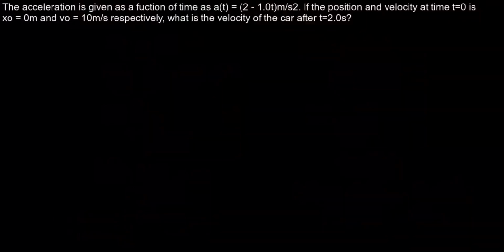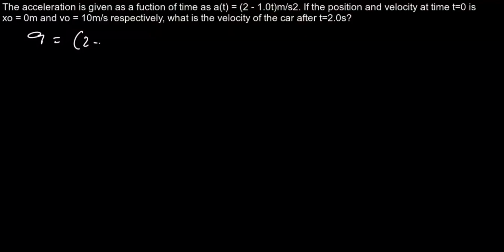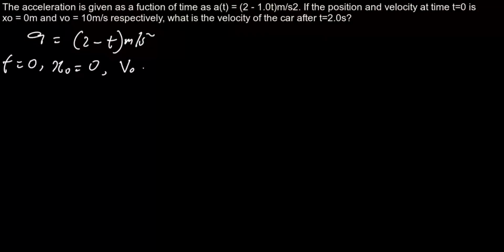Next question. I think this is the last question. They said the acceleration is given as a function of time as this: a equal 2 minus t meter per second square. If the position and velocity at time t equal to 0 are this and this, so they said that at t equal to 0, our position equal to 0 and velocity equal to 10 meter per second. These things are just initial. What is the velocity of the car at this?